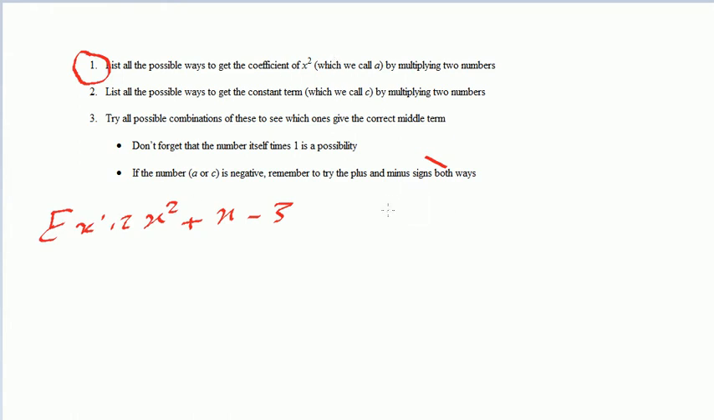So I have 2x squared. What are all the possible ways? Actually, we have only one choice. The choice is 2x multiplied by x. This is the only choice that we have.